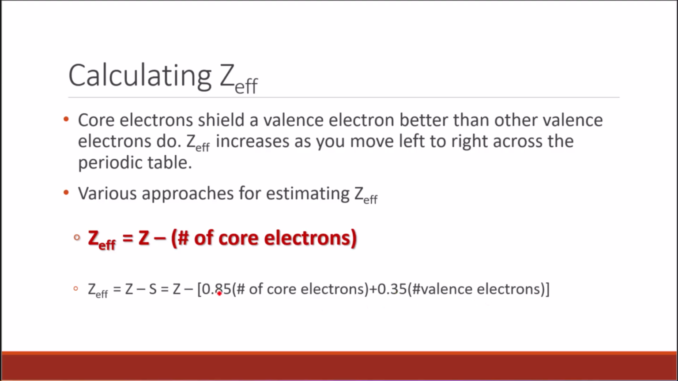So it's about 85%, or 0.85, times the number of core electrons, plus about 35%, or 0.35, times the number of valence electrons. And that's how you would calculate this. But as I said, we're not going to do it.